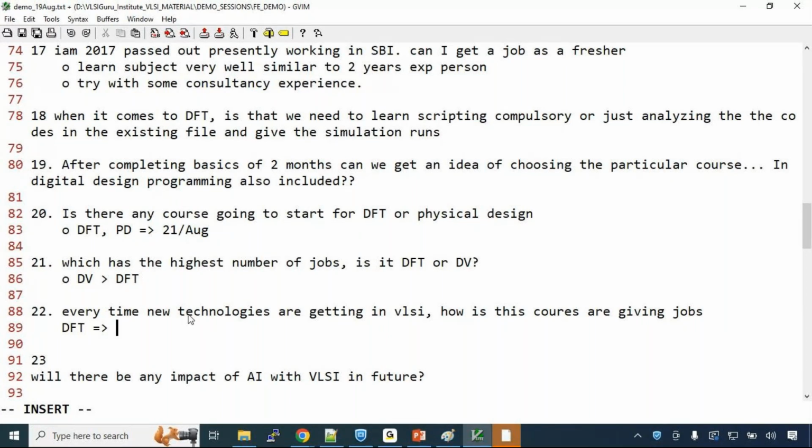Scan was there 30 years back. Forget 30, at least 20 years back it was there. Around the time when I was doing my BTech, scan was there. Automatic test pattern generation was there. Compression was there. BIST was there. Built-in self-test was there. Now some new things have come, like JTAG has been updated to iJTAG.